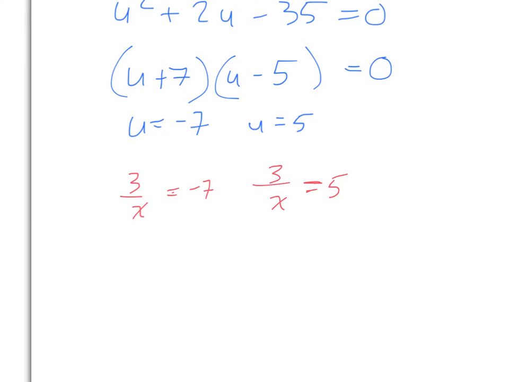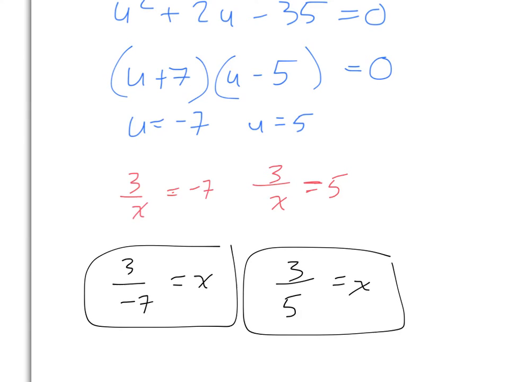Switch x and 5. Because you're multiplying by x and then dividing by -7. You're multiplying by x and then dividing by 5. So whenever you have something where it's something equals a fraction, just flip them if the denominator is what you're seeking. So 3 over -7 is equal to x, and 3 over 5 is equal to x. Okay?